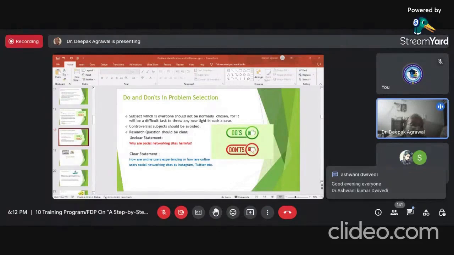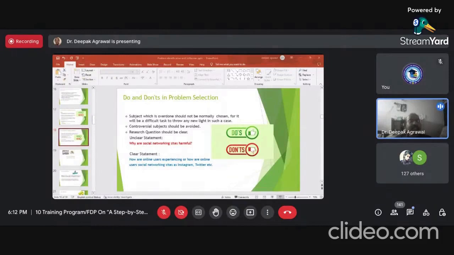You should always avoid controversial subjects. Even if you find it alarming, please avoid those subjects so that it does not create any controversy, which may create a problem at a later stage.